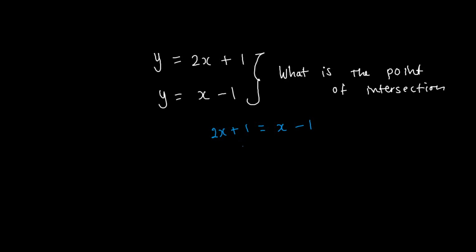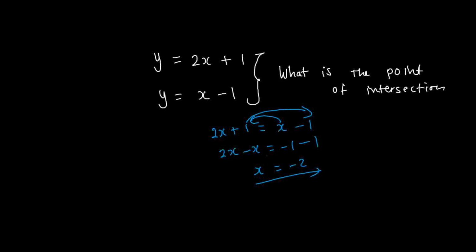X is on one side of the equation, numbers on the other side. So I have 2x. I'm going to take this x to the other side. It's minus x is equal to negative 1. We take this to the other side, minus 1. So x is equal to negative 2. Right? So they intersect when the x value is negative 2.